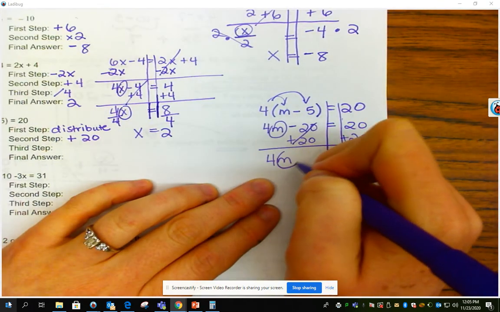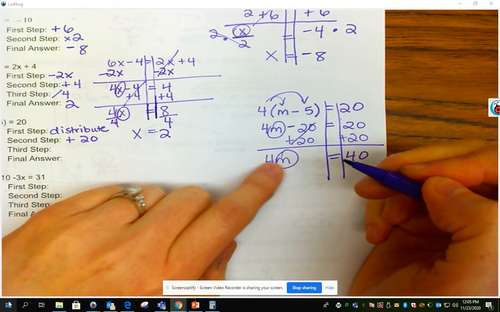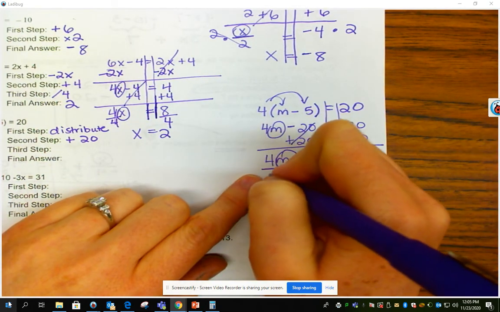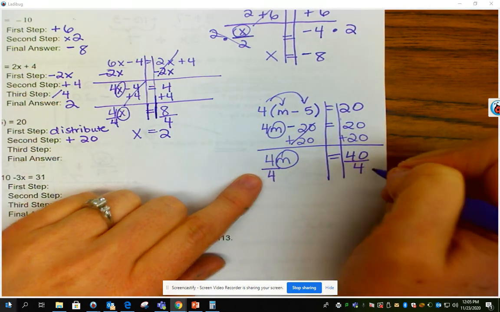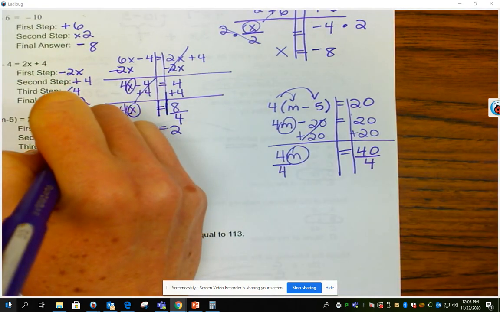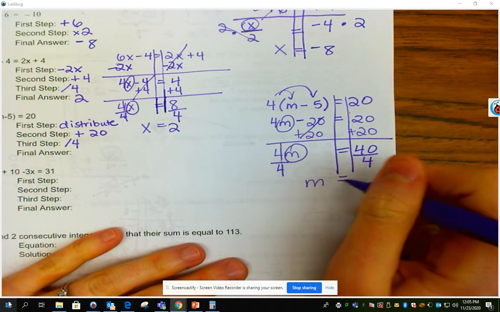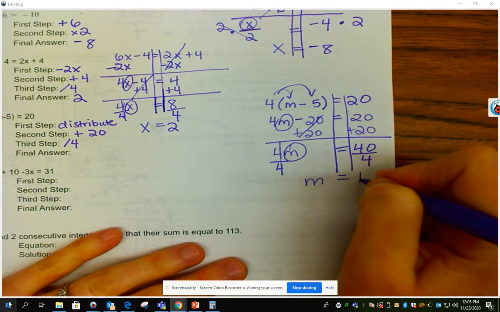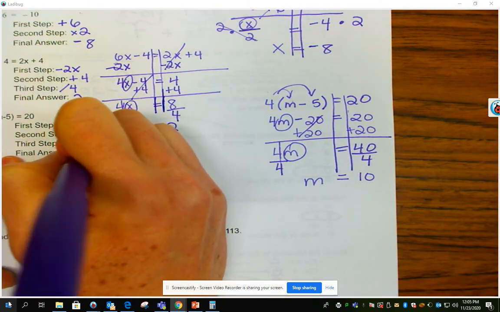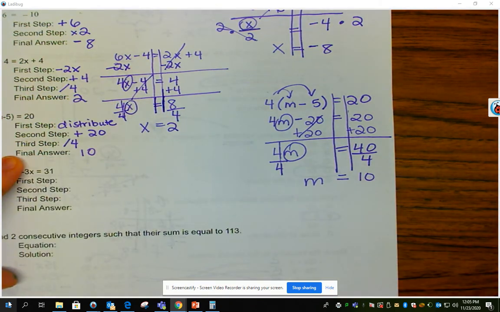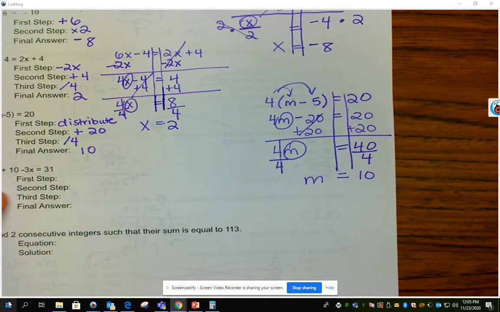Working on the side with the variable again, this is 4 times m, so I want to do the opposite and divide by 4. That was my third step, divide by 4. Okay, so m equals 40 divided by 4 is 10. So my final answer is 10. Okay, let's do this one.